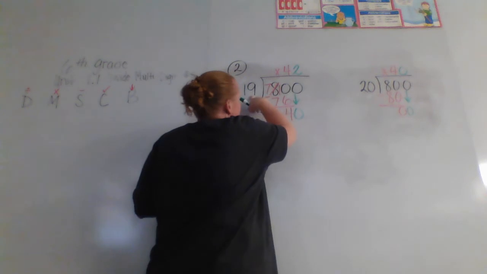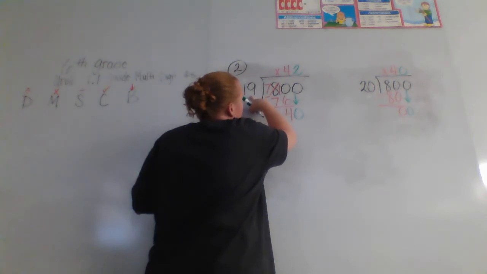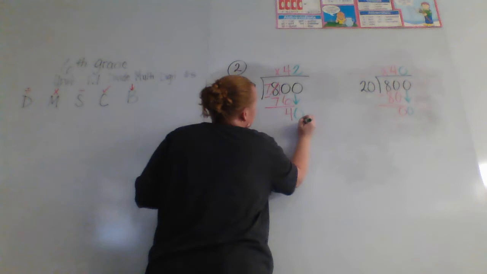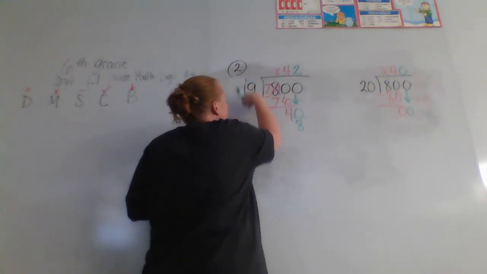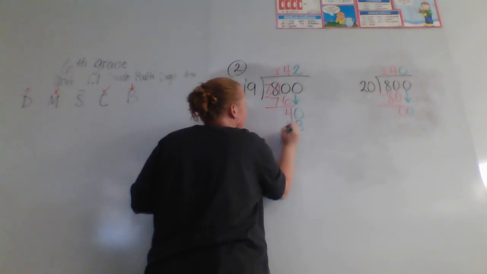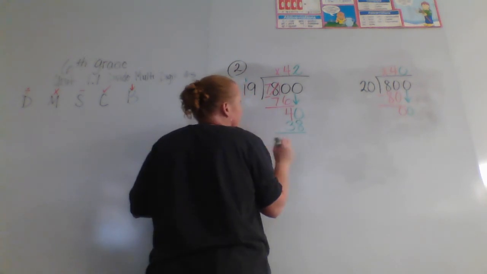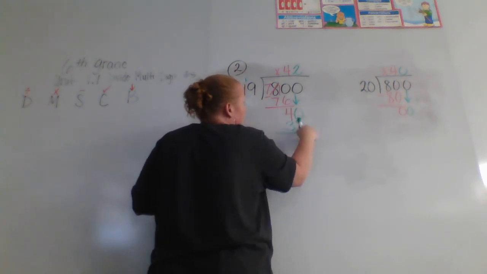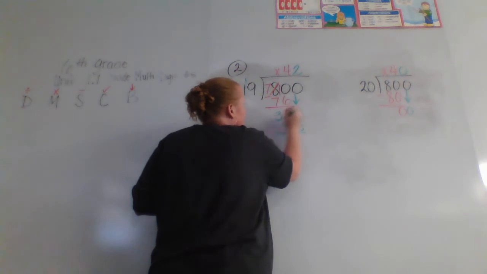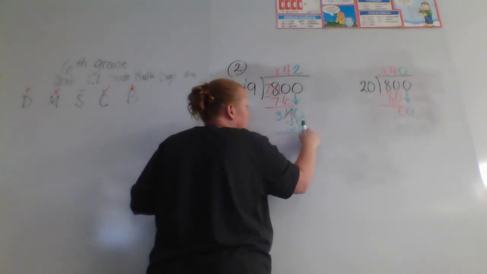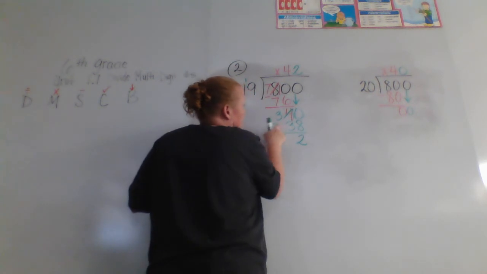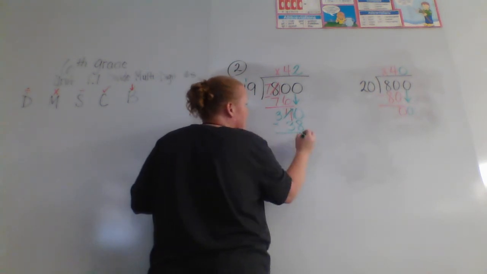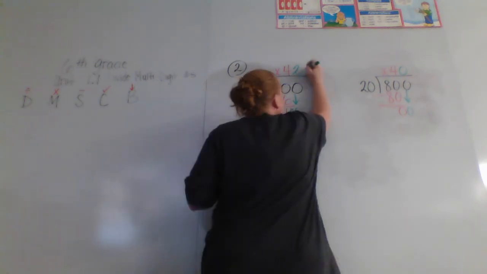And 2 times 9 is 18. And 2 times 1 is 2, plus 1 more is 3. Okay? So now, 0 can't take away 8. I'm going to go ahead and borrow 1, make that a 10. 10 minus 8 is 2. Okay? 3 minus 3 is going to be nothing, so my remainder is my 2.